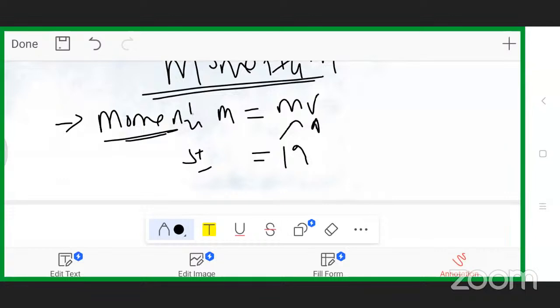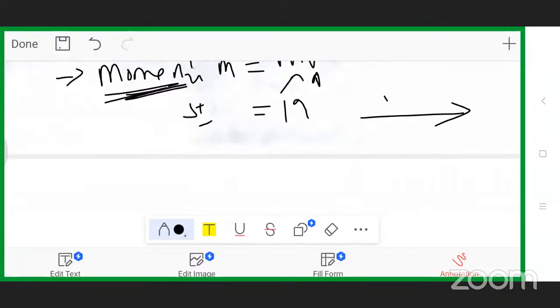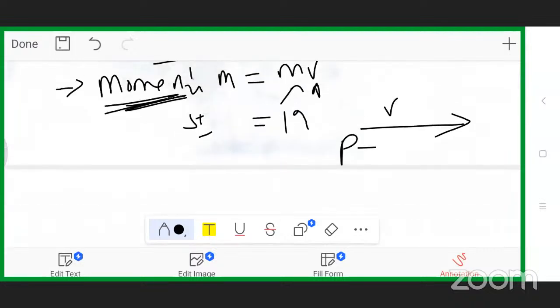This is a vector quantity, it has direction, and the direction of momentum is always given by the direction of the velocity. If the body is moving towards this direction, so the velocity is towards that direction, then the momentum is also directed towards that direction. Momentum is normally denoted by the small letter p. The capital P is for pressure. That is linear momentum, because angular momentum has a different letter to represent it. So for linear momentum, we use that. That is the idea of momentum.